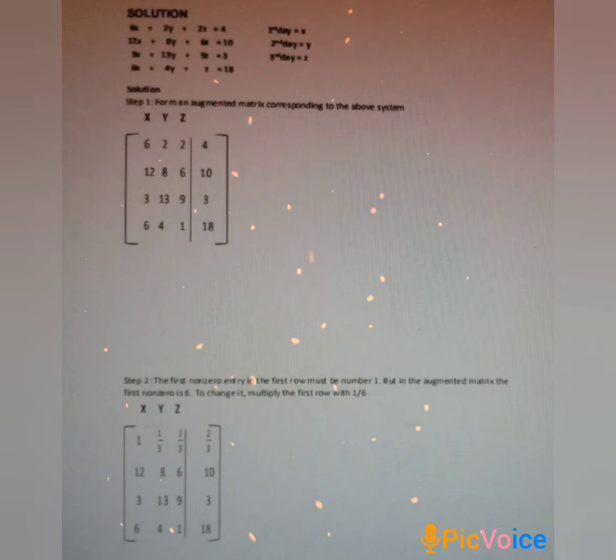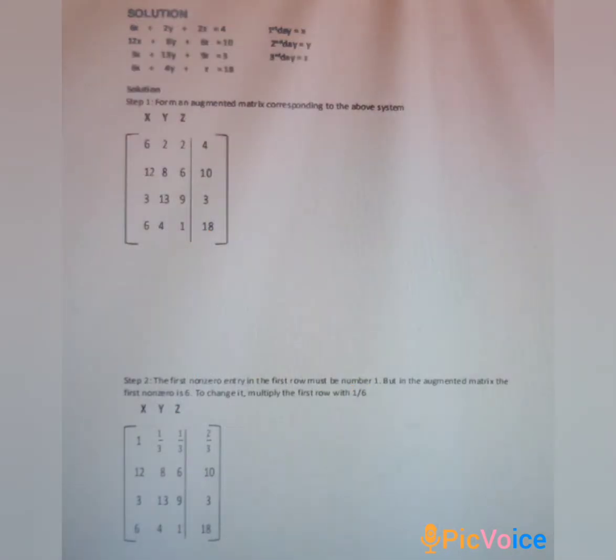Okay, move on to step 2. The first non-zero entry in the first row must be number 1. But in the augmented matrix, the first non-zero is 6. To change it, multiply the first row with 1 over 6. So after multiplying the first row with 1 over 6, it will change to 1, 1 over 3, 1 over 3, and 2 over 3.